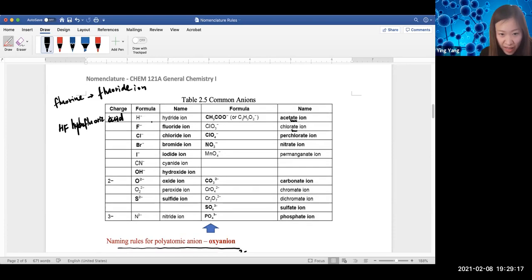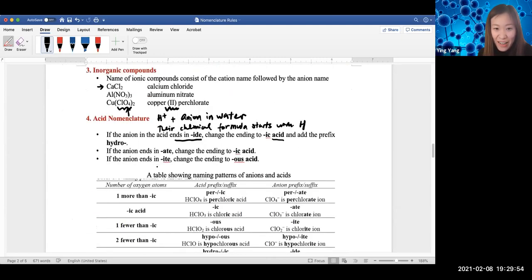And then you can look at a second example, HCl. This is very commonly known, right? So it's hydrochloric acid. And you can do the same practice yourself for HBr and HI, to see what their names are. So it's hydrobromic acid and hydroiodic acid. So that is the naming rule number 1 for acids.